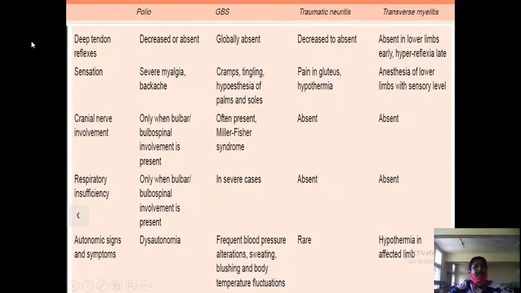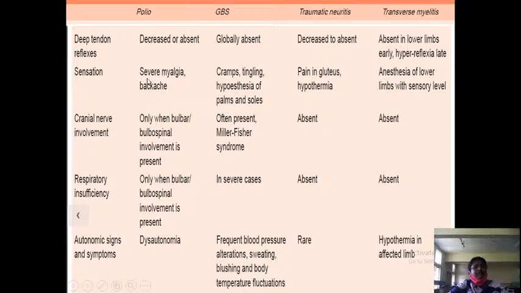Now, how are the DTR, deep tendon reflexes? They may be decreased or absent in polio. In GBS, they are globally absent. In the initial stages, there are no reflexes which could be elicited. In traumatic neuritis, they could be decreased or absent. And in transverse myelitis, usually initially absent, and then in the later stages there could be hyperreflexia.